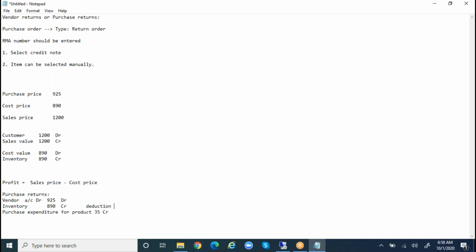Yeah. Purchase returns also have the same behavior. Here also there is deduction, your inventory is deducting. How much inventory is it deducting? 890 only, because you don't have the exact invoice at that time. How will the system calculate the cost price? It is from your inventory, it is the cost price.